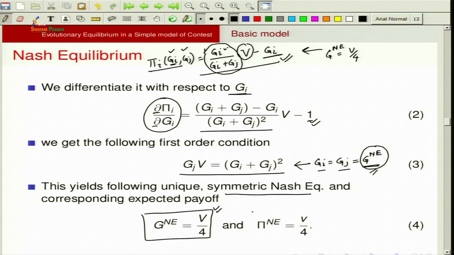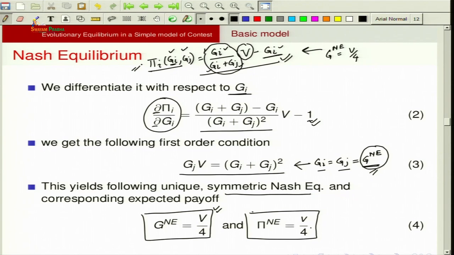So, we put GI and GJ equal to B by 4, and then we get the payoff of both the players, which will also be equal in the case of symmetric Nash equilibrium. Both players will get B by 4 as their expected payoff in this case.